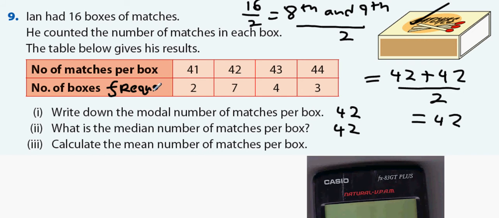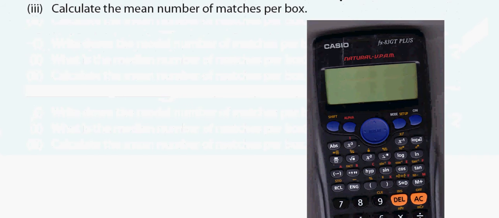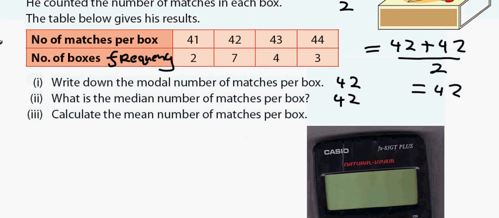So to turn the frequency on in your calculator, we did this earlier, but we'll try it again. You go to shift, setup, so shift setup, and you press the down button until you find the stat. Stat is number 3. And the frequency is going to be on, so you want number 1 for the frequency to be on. Okay, so that's what you do there. Now, the next thing is to calculate the mean number of matches per box.